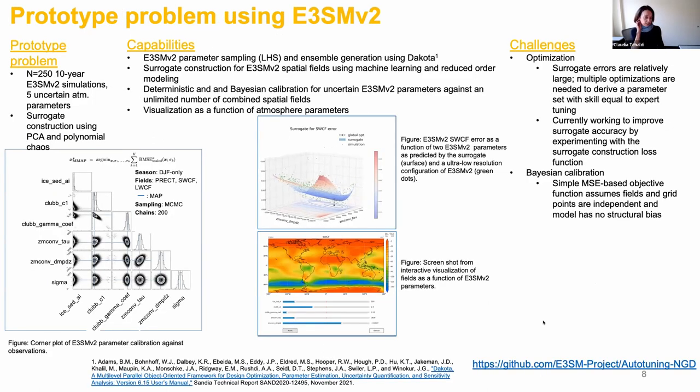And this is a slide of results from a prototype problem that was developed. And you see here, in this case, 250 simulations, 10 years in length, were run with five uncertain atmospheric parameters. You see the results here in the probabilistic plots of the various combinations of parameters. You see here in the rotating plot the surrogate surface that was created, estimated on the basis of the sampled results from the model, which are the green dots, and is used to find a combination of parameters that minimizes the cost function. And the software that was used also develops a nice interactive visualization where you can slide parameter values along these dials and see the result in terms of the fields that are created as a result.